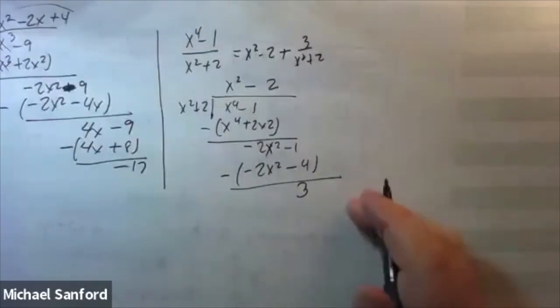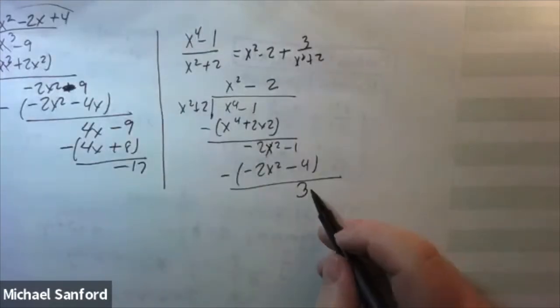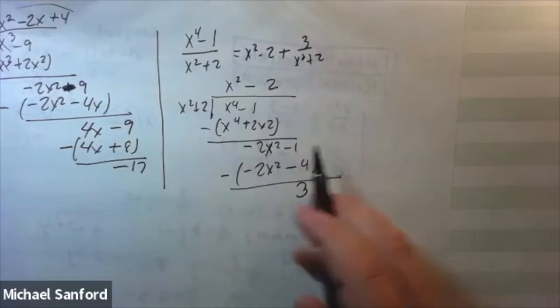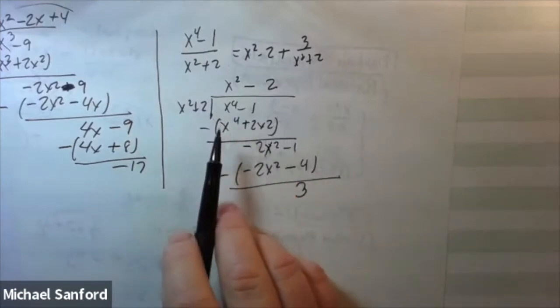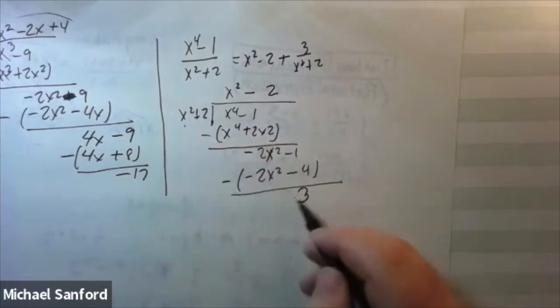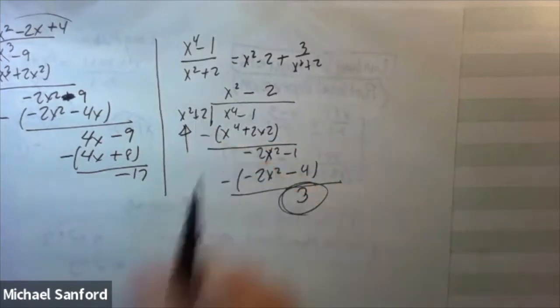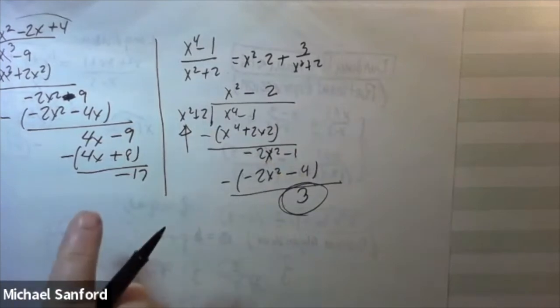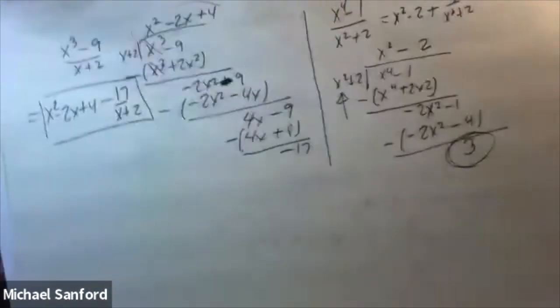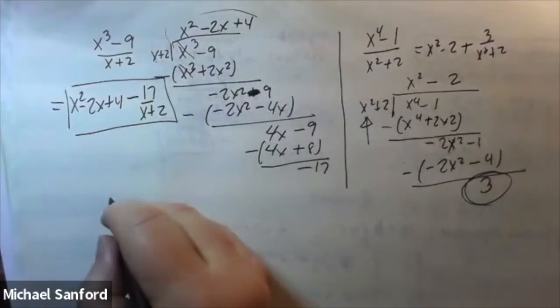Now, how do you know when you stop? Because so far I've had constants, but it's not always constants. The way you stop is once this piece here, the remainder, is 1 degree less than whatever you're dividing in, that's when you stop. So let's see if I can come up with one that's not like that.